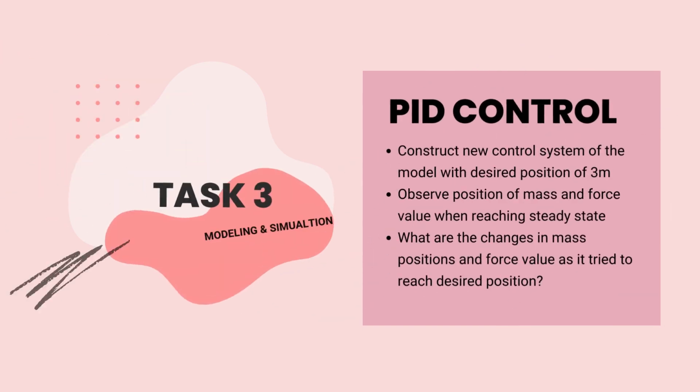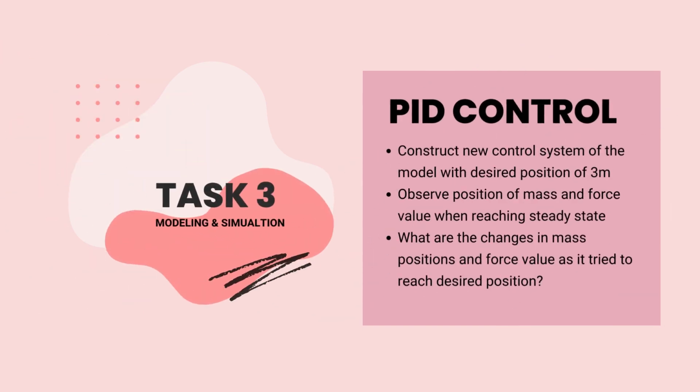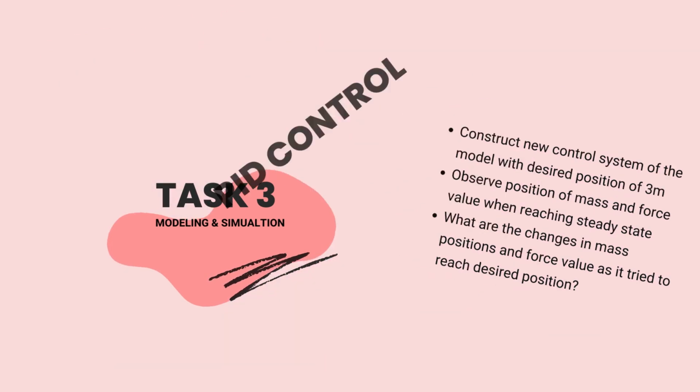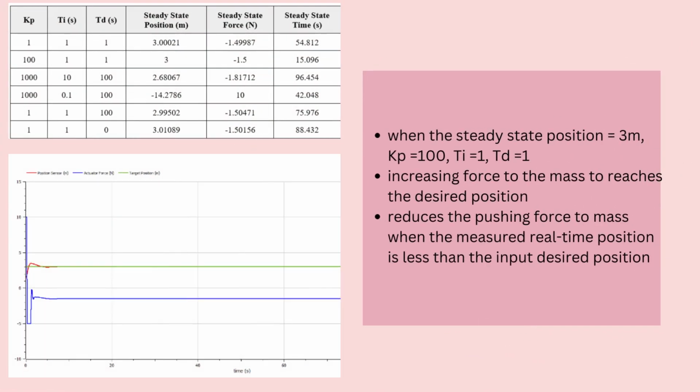For task 3, we are required to adjust the desired position to 3 meters and try to achieve steady state by tuning the values of KP, TI, and TD. As we can see from the table and graph, the steady state position equals 3 meters when KP equals 100, and TI and TD equal 1. Therefore, the steady state force is equal to 1.5 Newton and the steady state time equals 15.096 seconds.